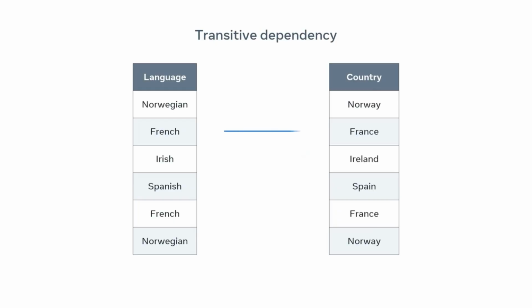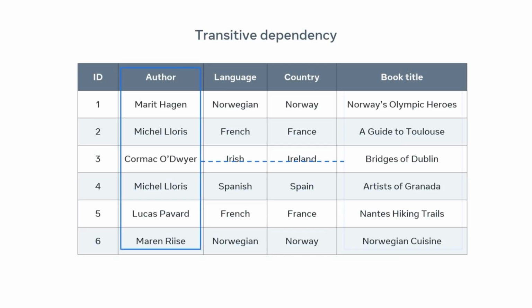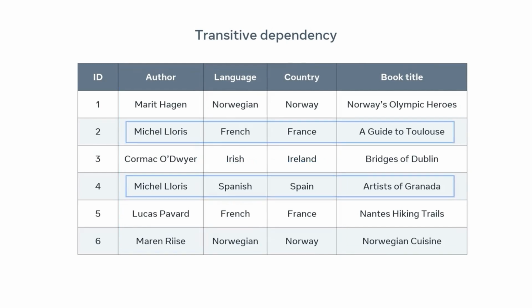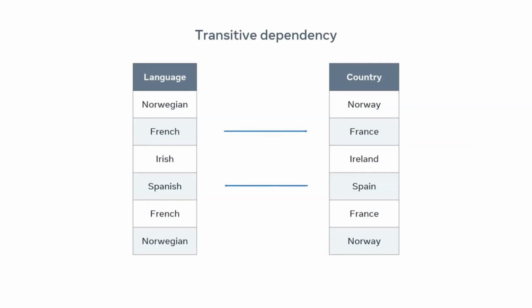This dependency relation can be presented as follows. Language determines country, and country determines language. The rest of the attributes are fine, as they only depend on the ID primary key. So you can't say, for instance, that author name determines book title, or that author name determines language. For example, the author Michel Laurie has written 2 books in 2 different languages, French and Spanish. As I've just pointed out, the only transitive dependency that exists in this example is between language and country.